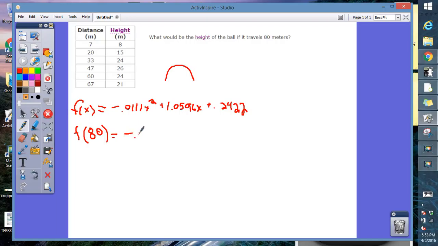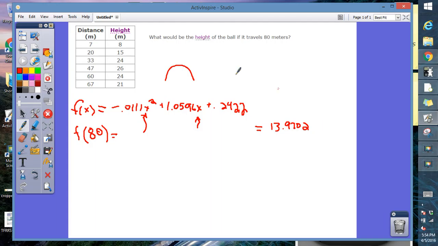All right, so we're doing 0.0111 times 80 squared. There again, sorry about my writing. I think you'll get the point of it. We're plugging in 80 here. We're plugging in 80 here. So we're doing a substitution, and if you do that calculation, you're going to get 13.9702.